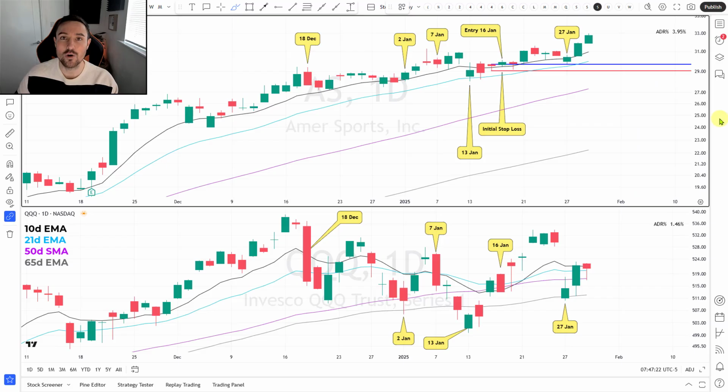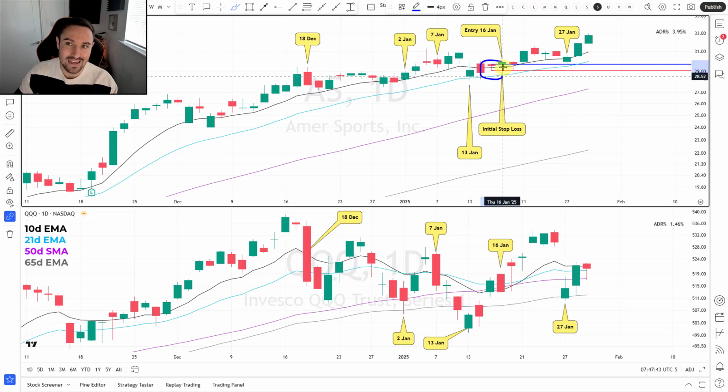Okay, so we'll start off with an overview of the swing trade itself and the setup. Then as the video progresses, we'll start going into the details of relative strength comparing AS versus the triple Qs. And you can see that I've highlighted a couple of important days that we're going to be analyzing the two on.